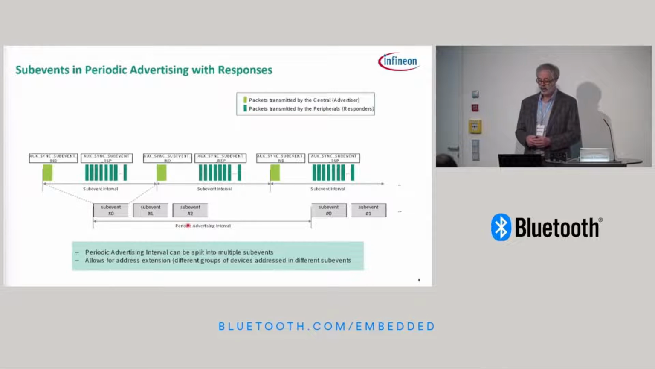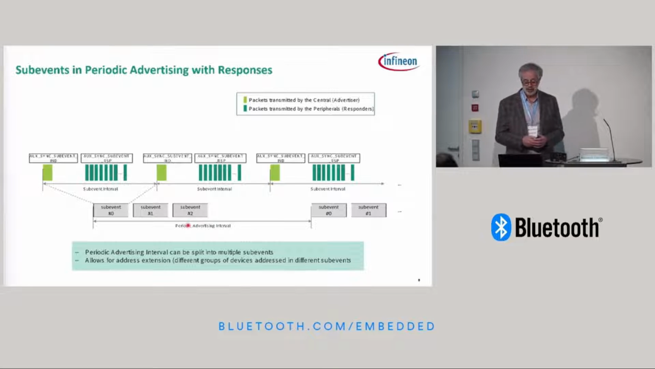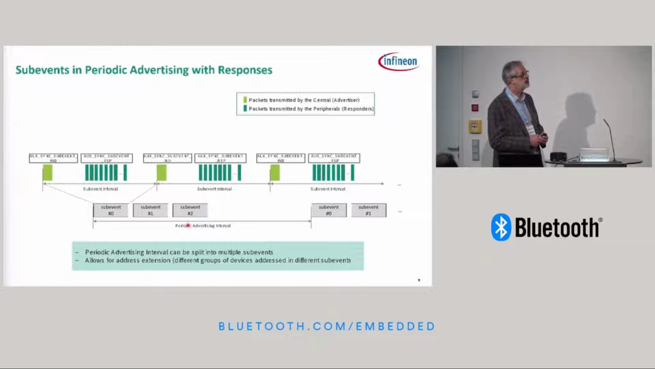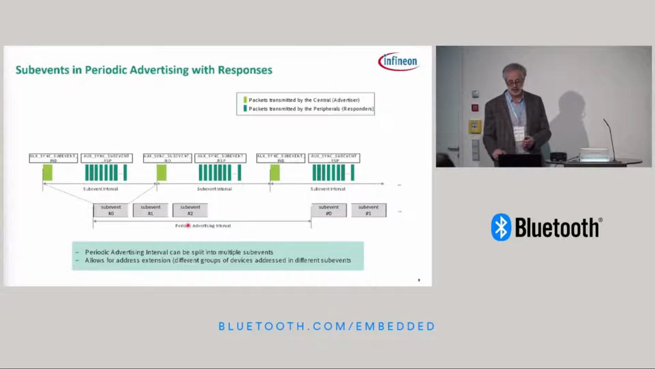So actually, PAwR allows 255 response slots and 128 subevents. That makes about 30,000 addressable devices. In addition to that, you can use subevents for whatever you want. And as you will see further on in wBMS, we use subevents for the specific things that we want to do.